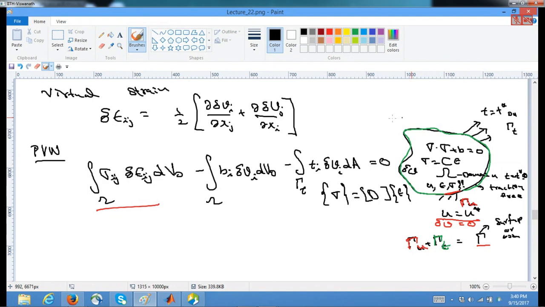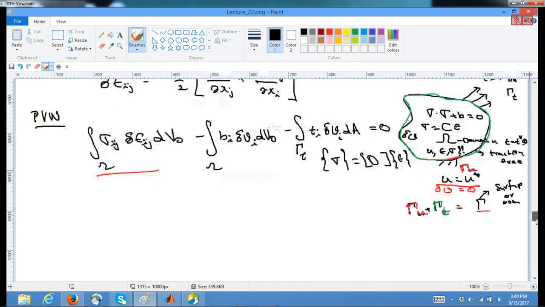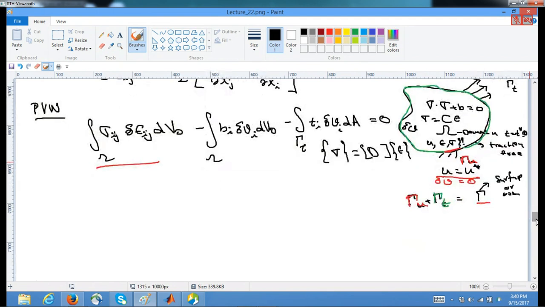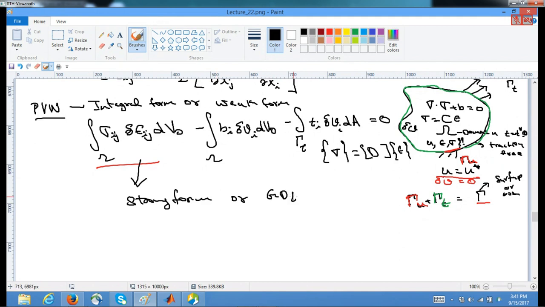And using this principle of virtual work, this is already in the weak form. We'll try to develop something called our finite element framework. The principle of virtual work itself is your integral form, or what you call the weak form. One can show that this weak form is very much equivalent to the strong form or governing differential equation, but I would not try to prove it in today's class.